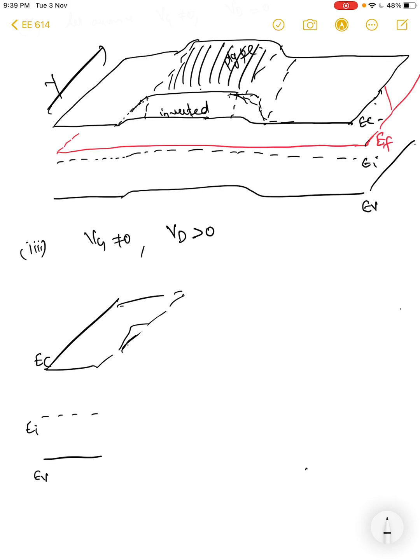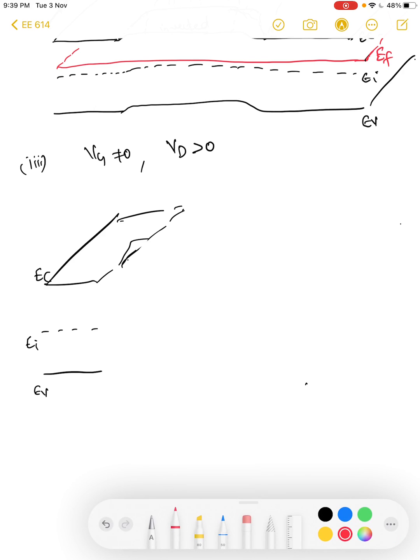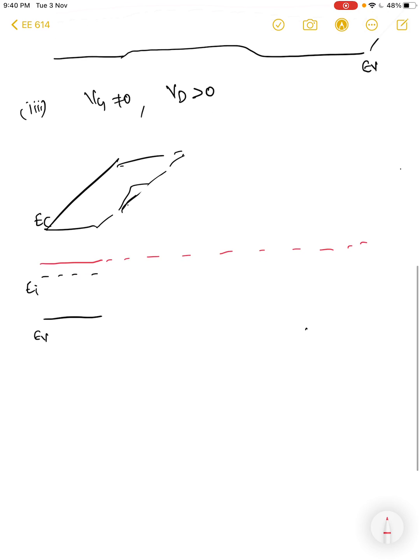Now because I have applied a positive potential to the drain, the Fermi level here will be somewhere here. It should have been like this, but because I have applied a drain potential at the drain side, the Fermi level is now lower. So I should have the drain Fermi level here, and this is qVD, the applied drain bias. These are the quasi Fermi levels, so this is EFN, and this is also EFN.